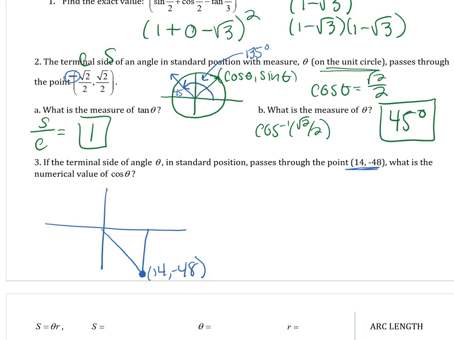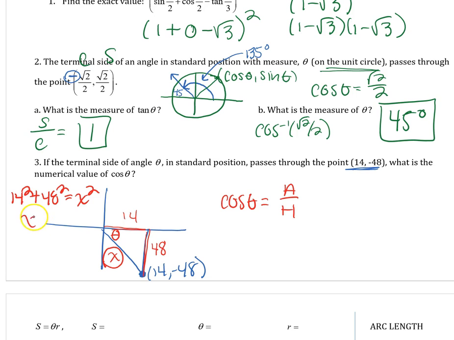Which means that in order to plot that point, I'd have to go over 14, down 48. I'm just going to ignore the negative for right now. If I want cosine of this angle, I know cosine is adjacent over hypotenuse. And you'll notice I don't have the hypotenuse. But I can easily solve for that by using the Pythagorean theorem. So I would do 14 squared plus 48 squared equals x squared, and that would give me x equals 50.